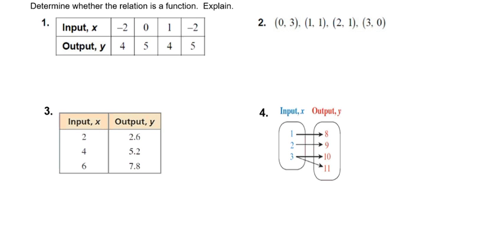In this video, we're going to talk about how to determine whether a relation is a function. So what we're going to do first is take a look at some examples. Here we have an example of a table of values where we have an input and an output. And basically, a relation is a function if for every input there is exactly one output.